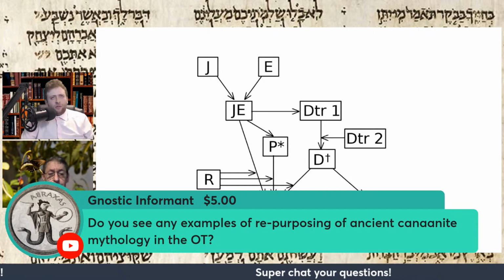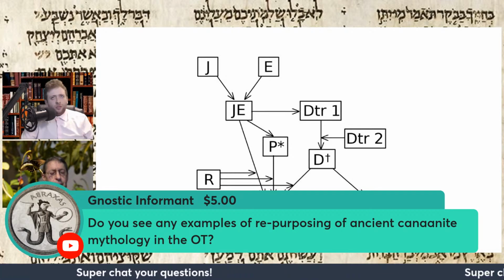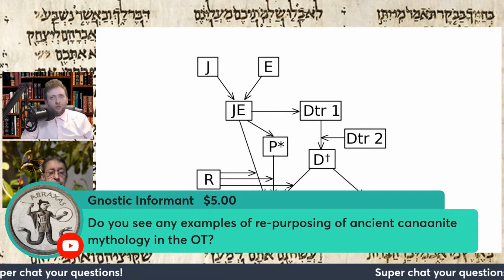Gnostic Informant, thank you for the $5 super chat. His question is, do you see any examples of repurposing of ancient Canaanite mythology in the Old Testament?